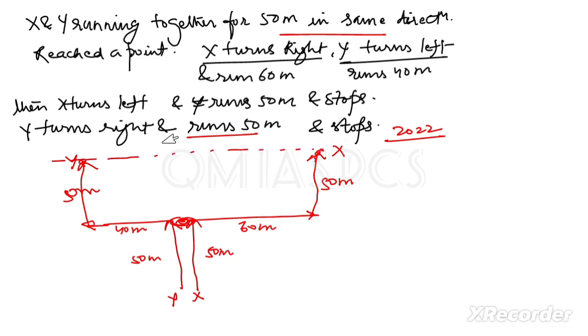Okay, it is asked what is the distance between x and y. So simply you can say this distance and this distance will be same. Whatever the distance is at this point, the distance will be same at this point. So distance will be 40 meter plus 60 meter, and that is 100 meter.